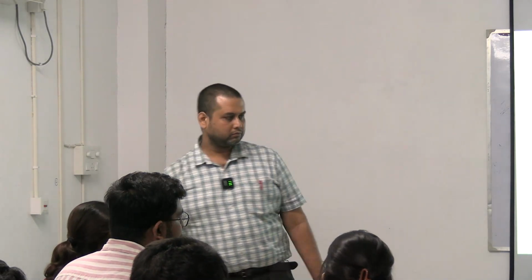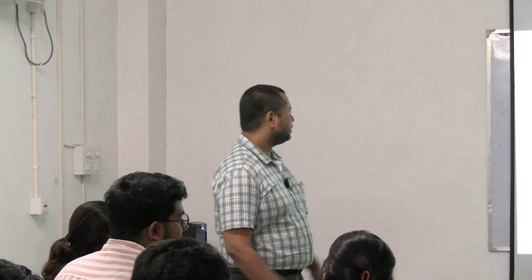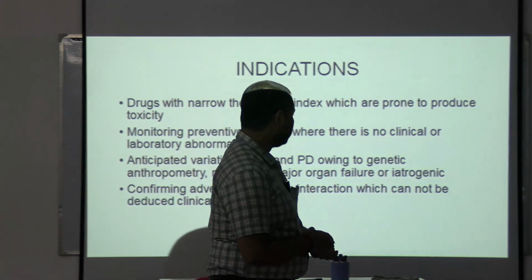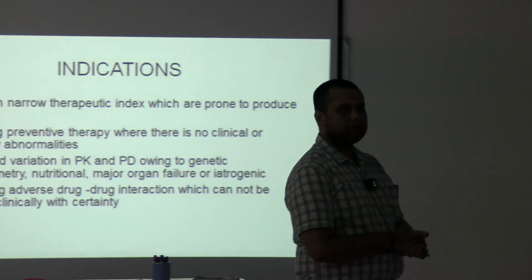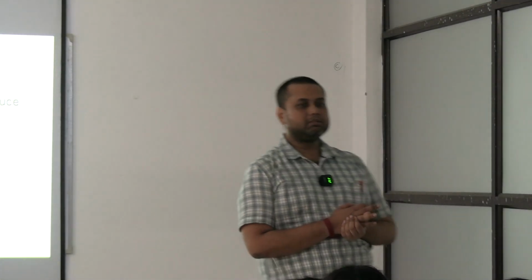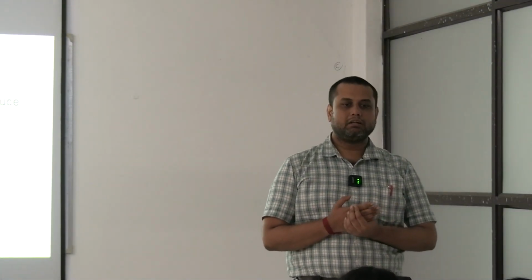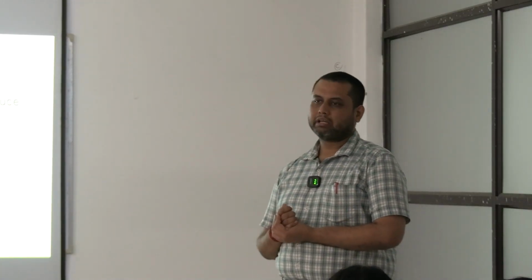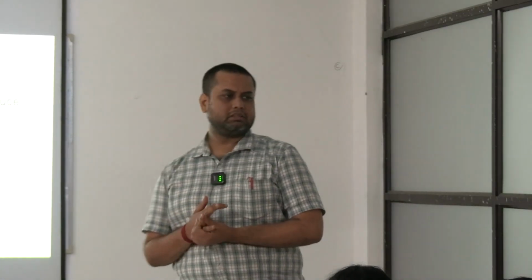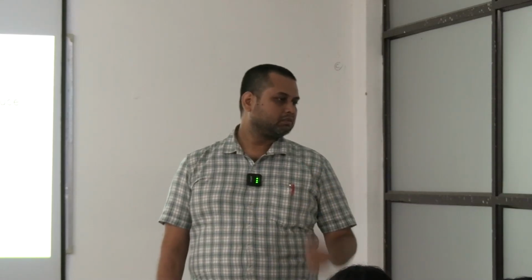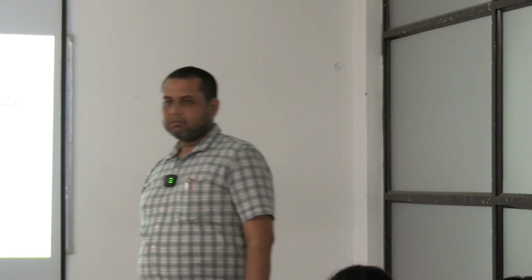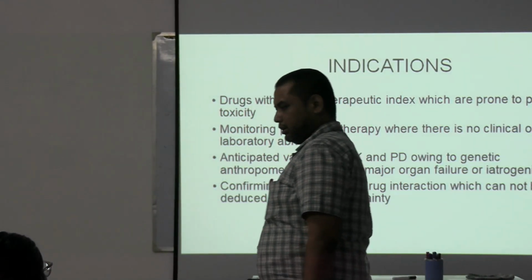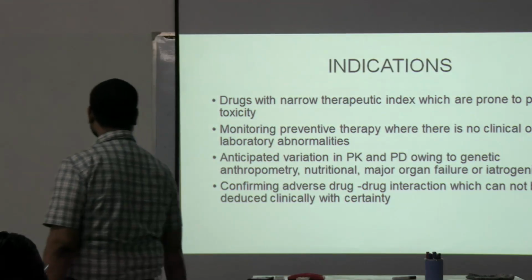Do you understand? Have you come before? Okay, anticipated variation in pharmacokinetics and pharmacodynamics. Where does the deviation happen in pharmacokinetics? Anyone? Hey, tell me. Pharmacokinetic, hepatic failure, renal failure, there is deviation.